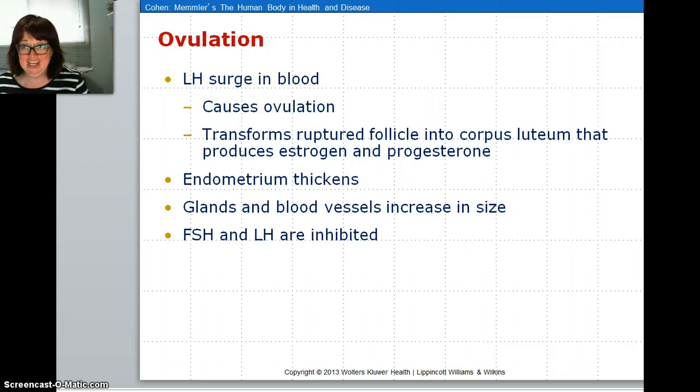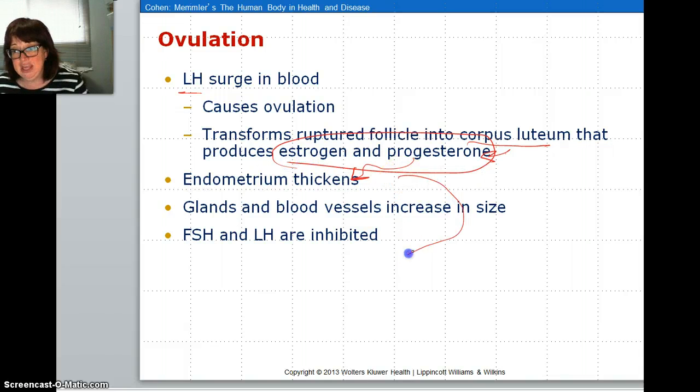Then, after ovulation occurs by this LH surge, the ruptured follicle becomes the corpus luteum, and it's the corpus luteum which produces progesterone, and progesterone causes the endometrium to thicken. Then progesterone and estrogen will feed back to the anterior pituitary. And as a result, that negative feedback will say, don't release luteinizing hormone and follicle stimulating hormone. So the presence of estrogen and progesterone inhibit luteinizing hormone and follicle stimulating hormone.